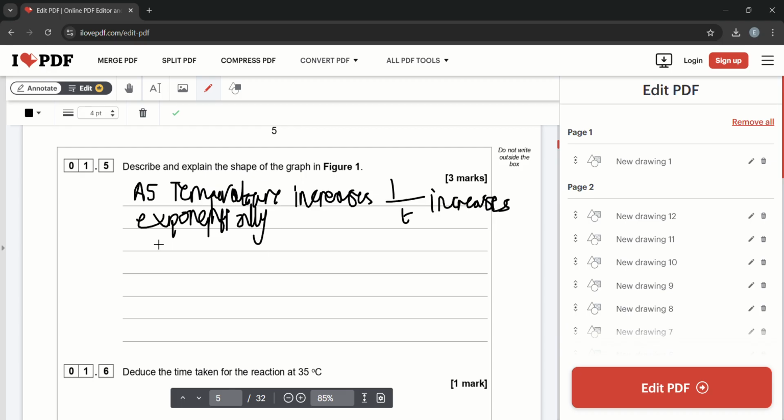And then as many more particles have energy greater than or equal to EA, the activation energy.